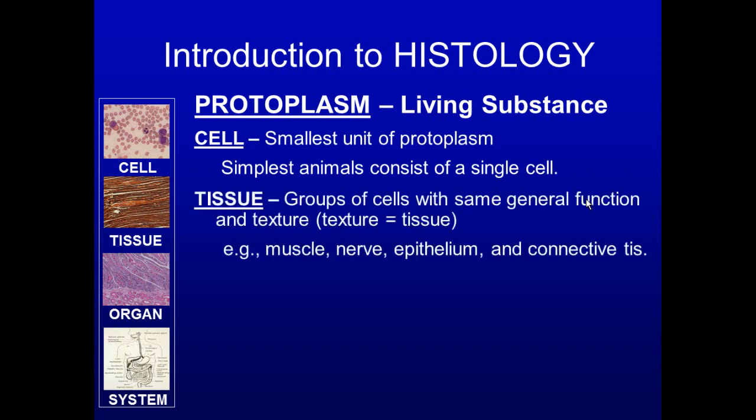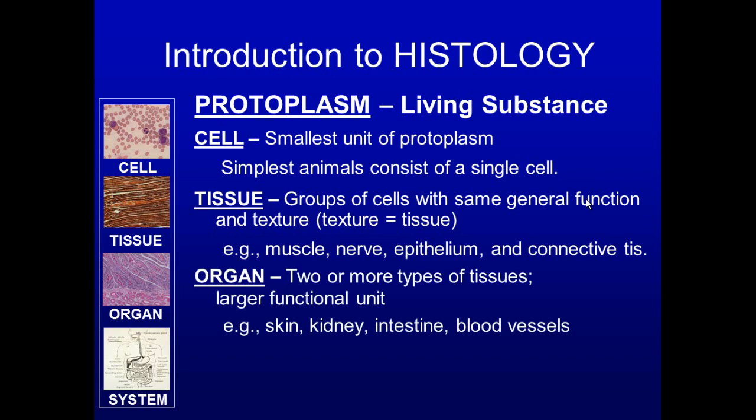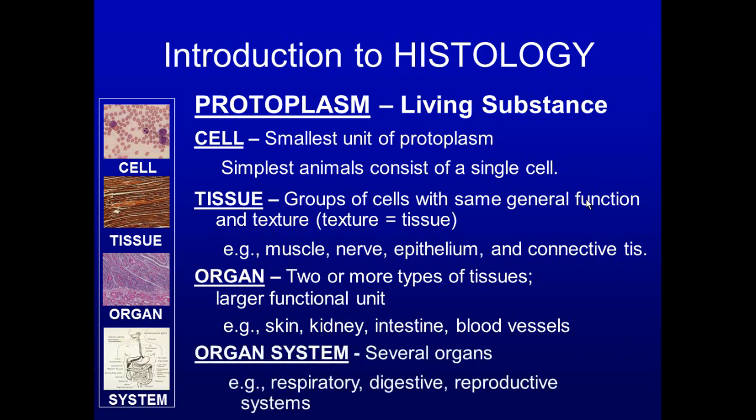Tissues are groups of cells with the same general function or texture. Nerve feels different from connective tissue. And there are four types of tissue: muscle, nerve, epithelium, and connective tissue, and we'll talk more about those today. Organs are when you have two or more types of tissues working together to make one unit and function: skin, kidney, intestine, all those are organs. An organ system is where you have several organs that have one general function: respiratory system, digestive system, reproductive system.